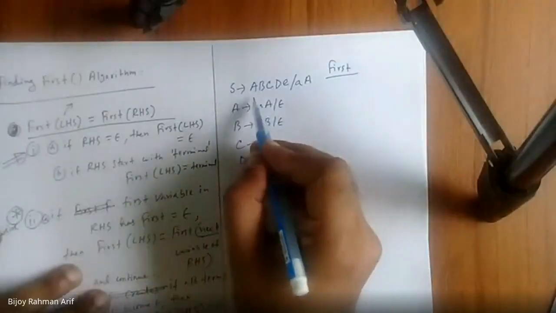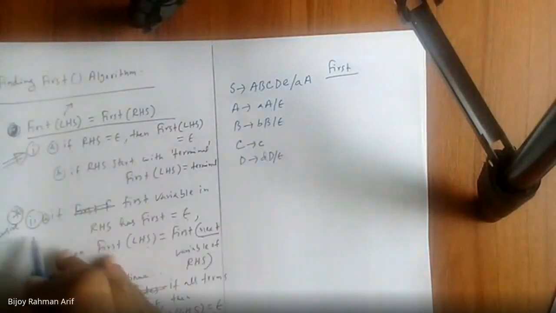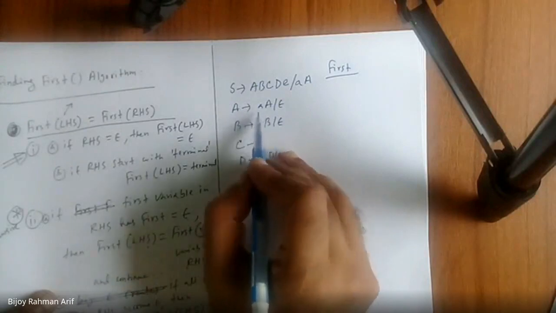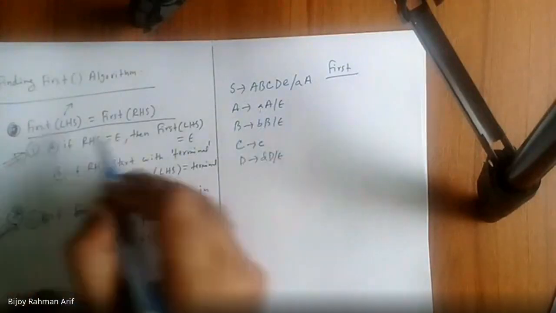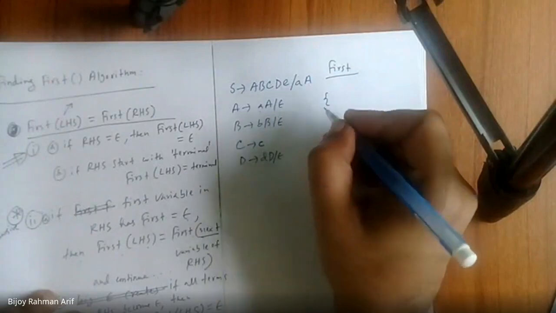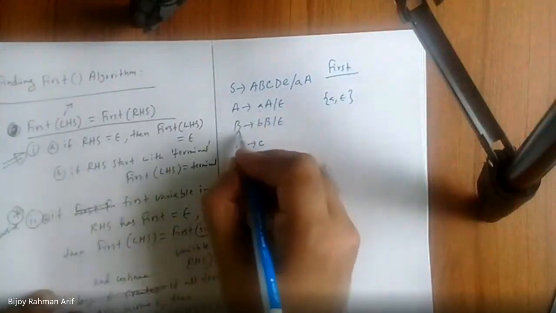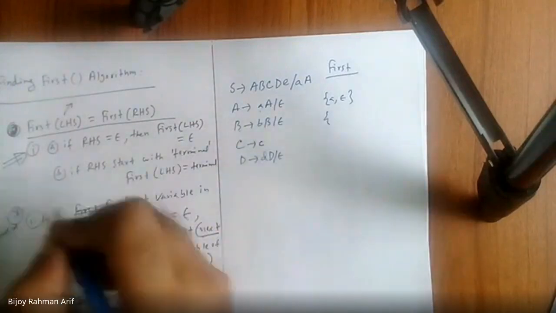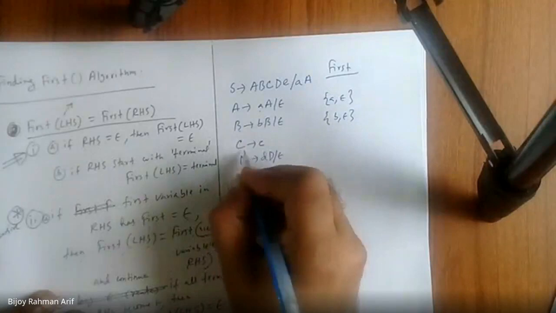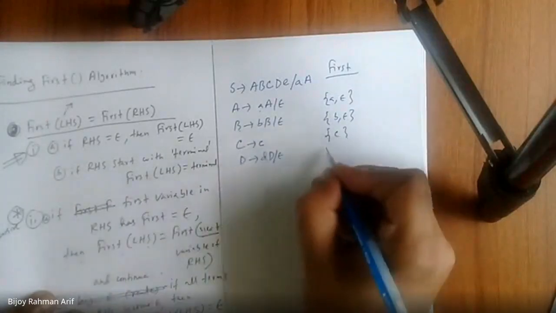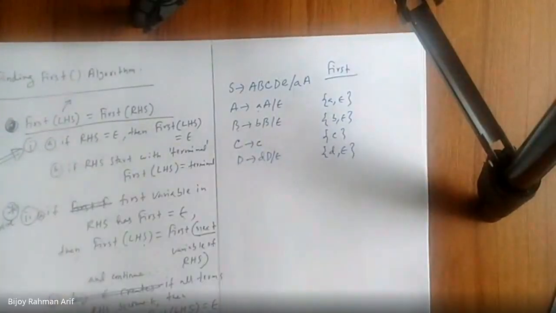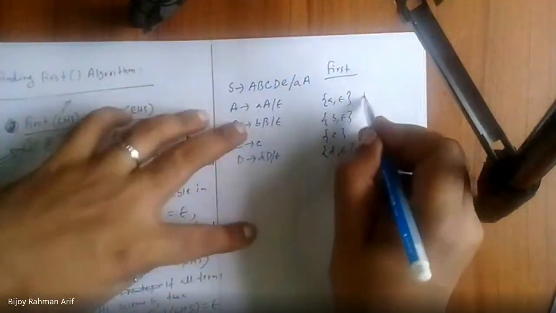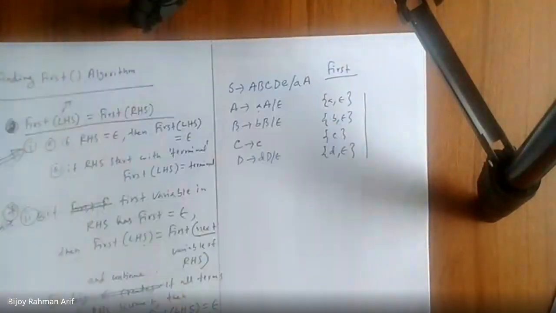So you see, this one has a recursive term, so it should go to rule number 2. How about this one? This one does not have any recursive term on the left hand side. There is a terminal, so we can use only rule number 1. So first of A is what? A comma epsilon. First of B, there is no recursion on the left hand side, only terminal, so we can use only rule number 1. B or epsilon. C is also simple. D is also simple. D or epsilon. We are done. Now let's go to rule number S, and we know that they are not going to change anymore. So there is only one rule remaining. For that one, we have to use the recursive rule.